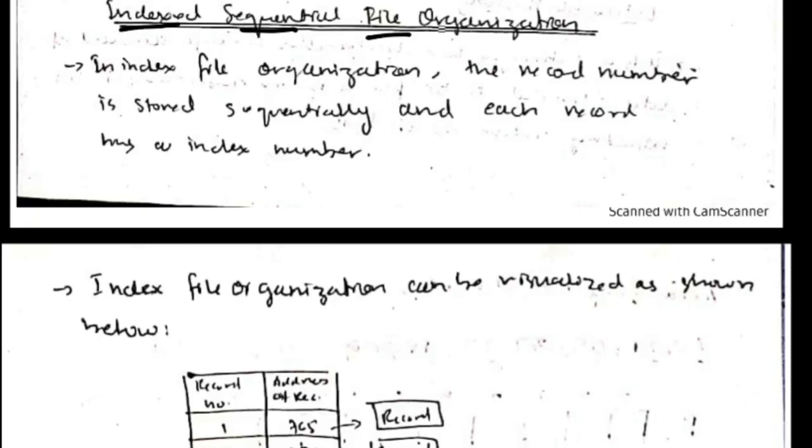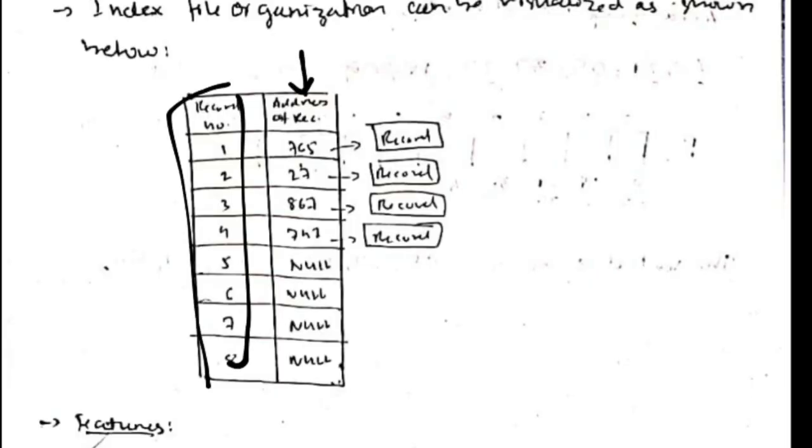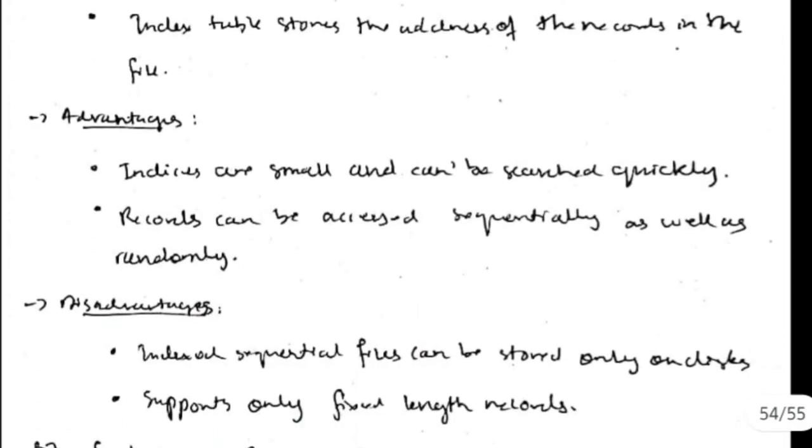In index sequential file organization we have the index values here, which is for the record number, and the address of the record will be stored here. So it's faster to access the record values, and everything will be organized, so the access is easier.